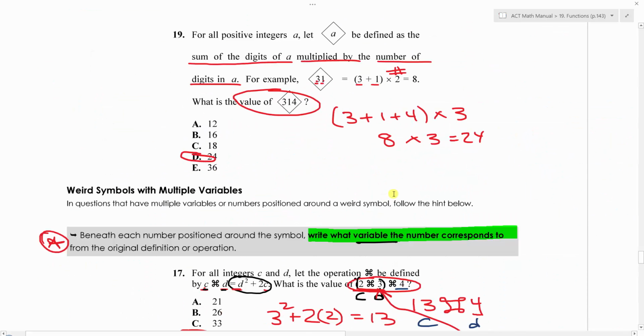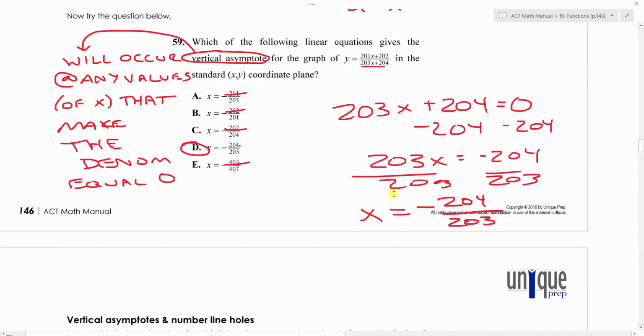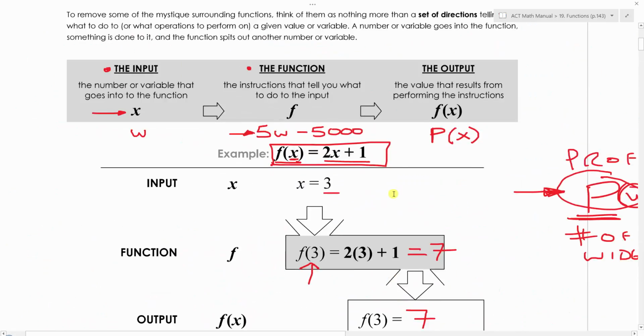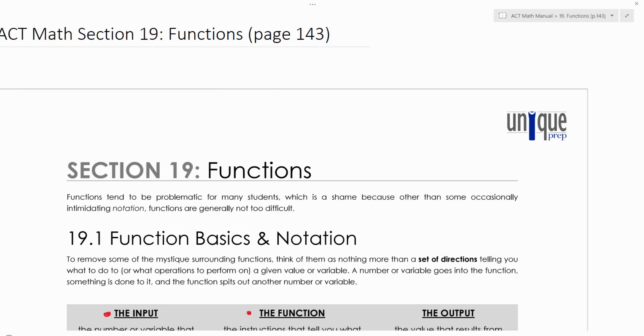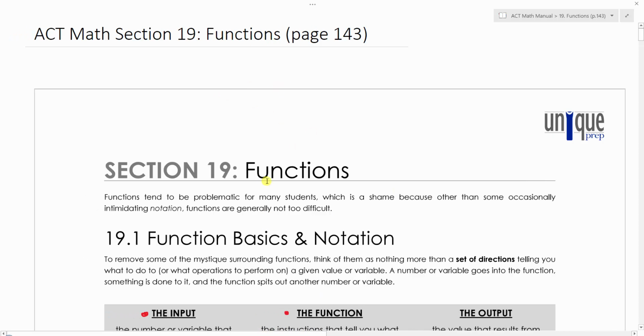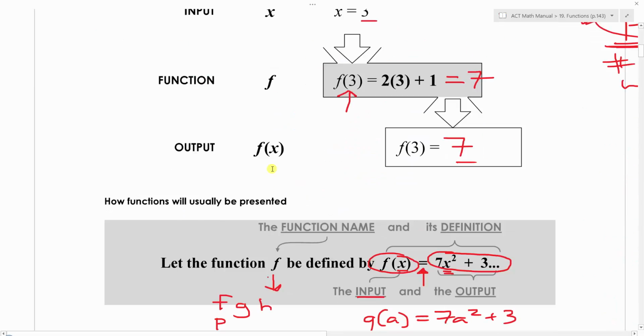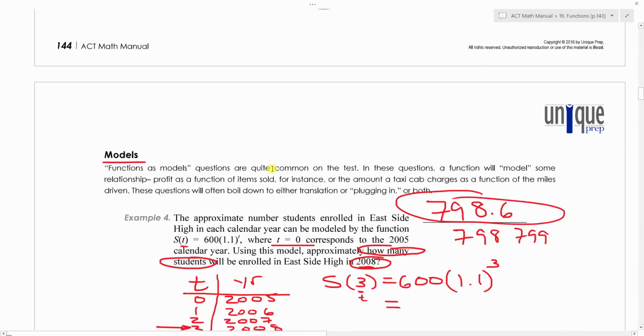That is it for functions. I guess I shouldn't say that is it, because that was a lot of material. But look, if you want to do well on the ACT, you are going to need to make sure that you are very solid with understanding functions. This has already been a very long video, so I'm not going to do a recap. Make sure you go back and review this stuff.